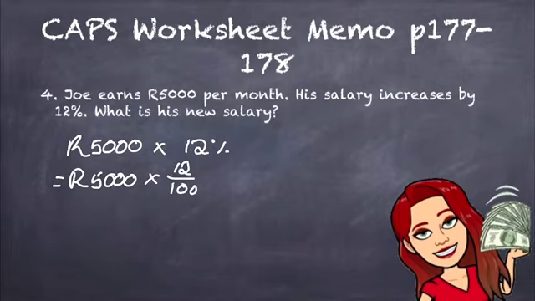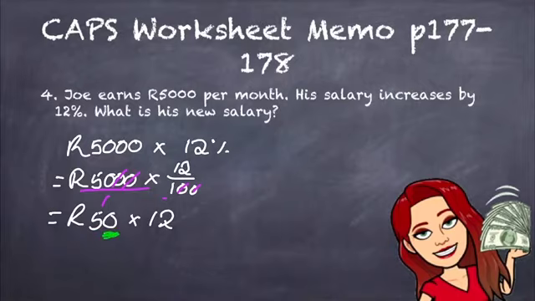Now watch here. If I divide these two across there, 100 divides into the 5,000 50 times over 1. I'm left with 50 times 12. I'm multiplying with a 10. So we can say 5 times 12 is 60. Add that 0. It's 600. So 12% of 5,000 is 600. But that's not the answer that they asked for.